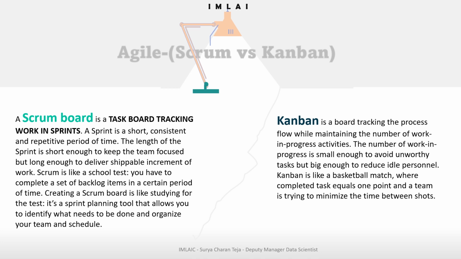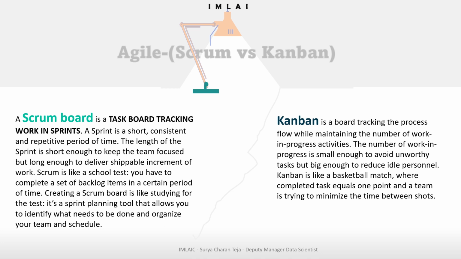Whereas Kanban, it's a process flow while maintaining the number of work in progress activities. So the number of work in progress is small enough to avoid unworthy tasks, but big enough to reduce idle personnel. So Kanban is like a basketball match where a completed task equals 1 point and the team is trying to minimize the time between shots. So that's how the difference between Scrum and Kanban makes a huge impact in selecting a methodology.